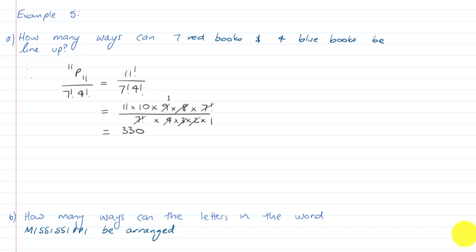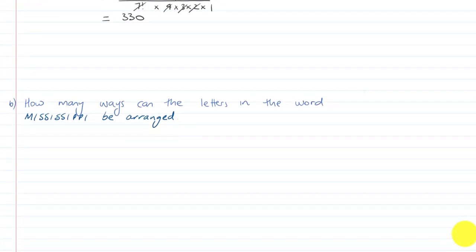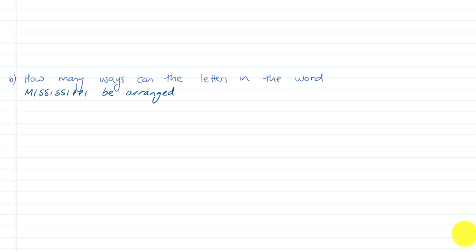But there are 330 ways of lining up 7 red books and 4 blue books where the red and blue books are distinctly the same. And then final question, how many ways can the letters in the word Mississippi be arranged? So Mississippi has 1, 2, 3, 4, 5, 6, 7, 8, 9, 10, 11 letters. And so the number of ways is 11 factorial, 11P11, divided by all the double ups factorial.